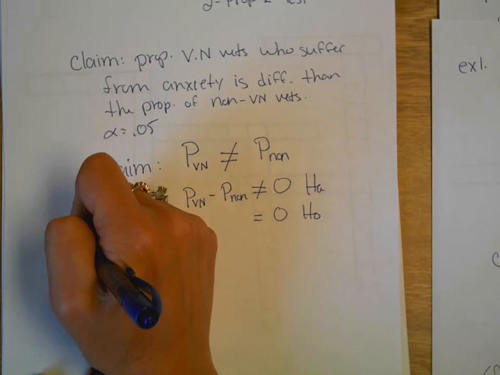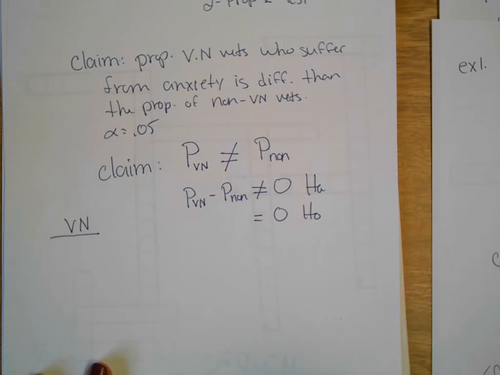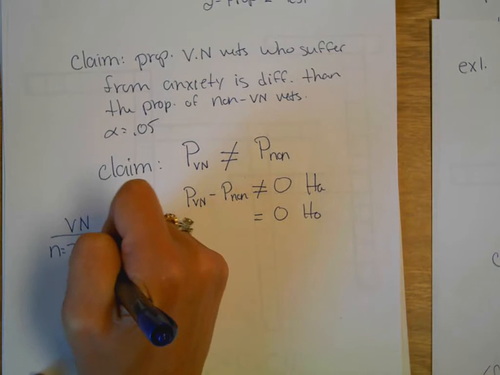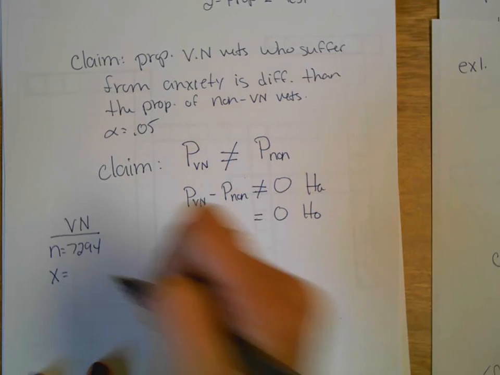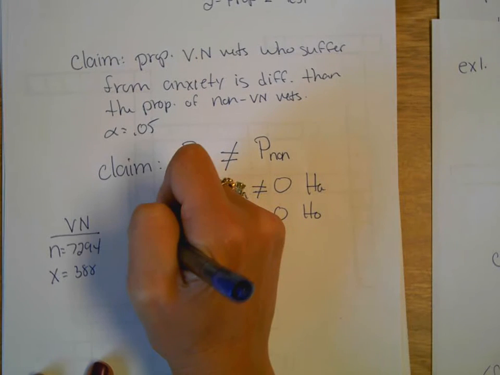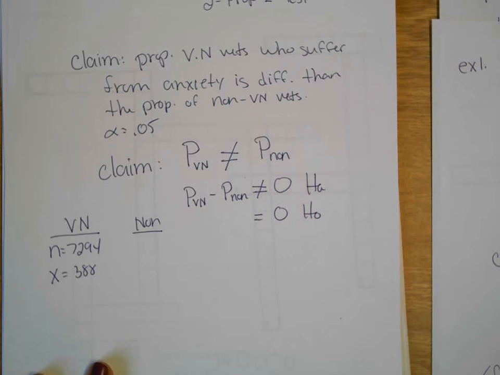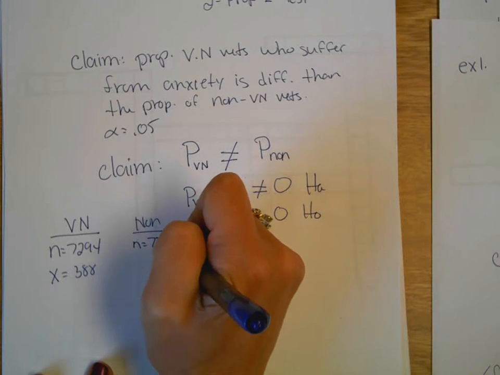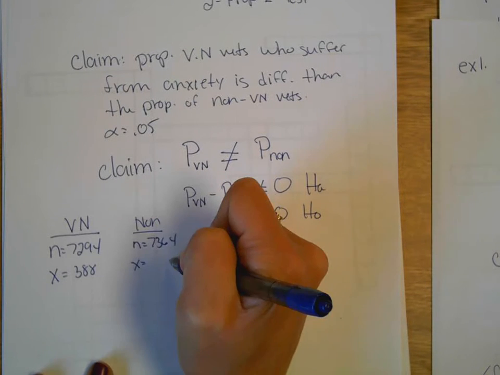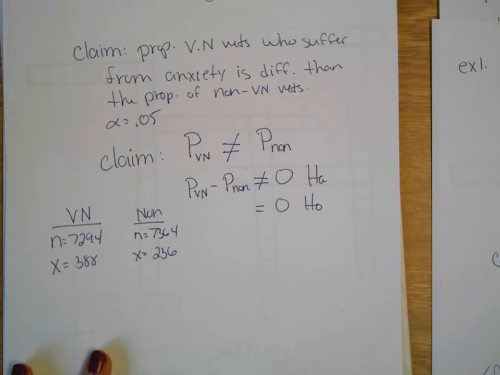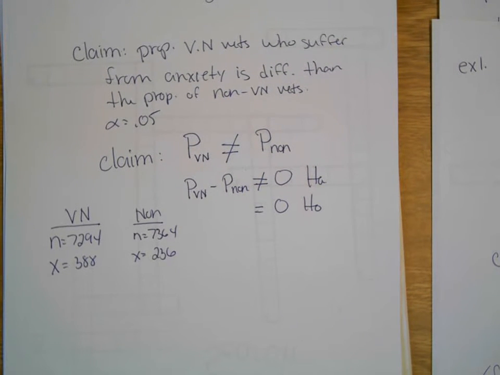So we still have the Vietnam, that same sample size, 7,294, and now the anxiety, 388. Sample size 7,364. And anxiety here, 236. All right, let's see what's going in this program now.